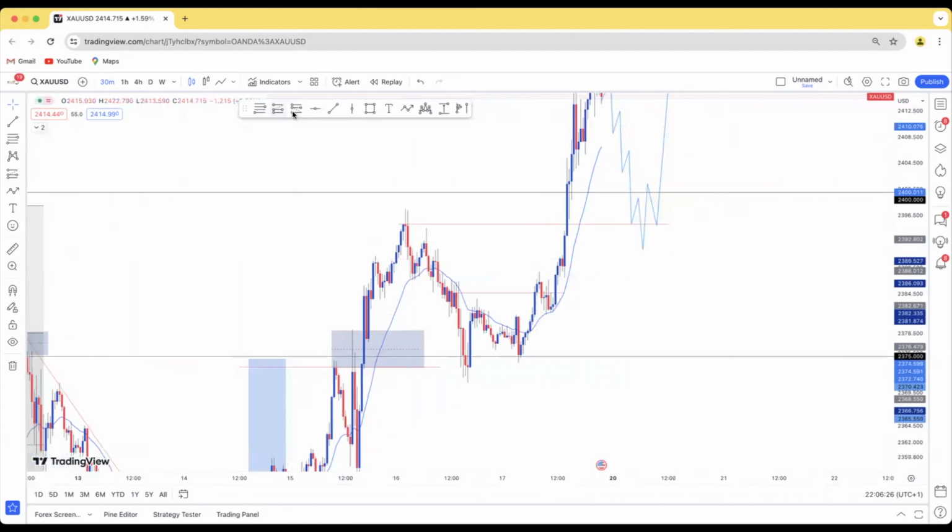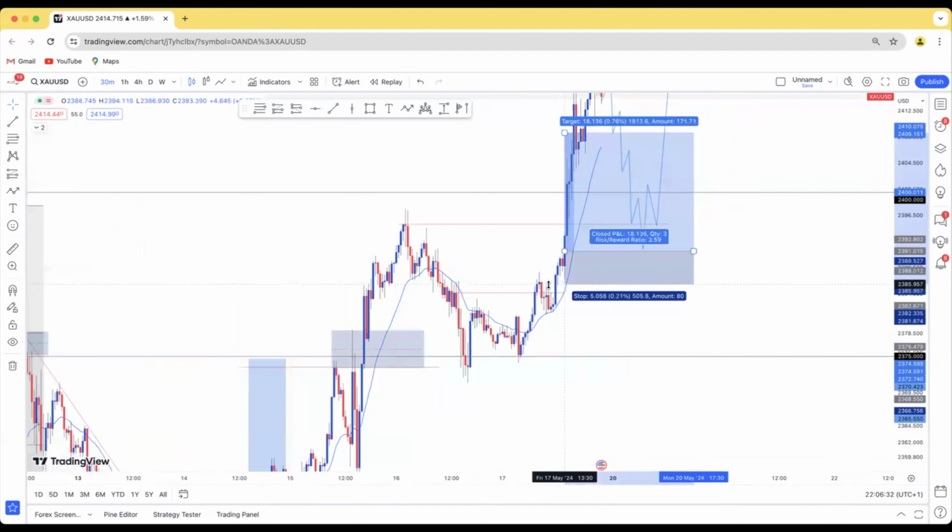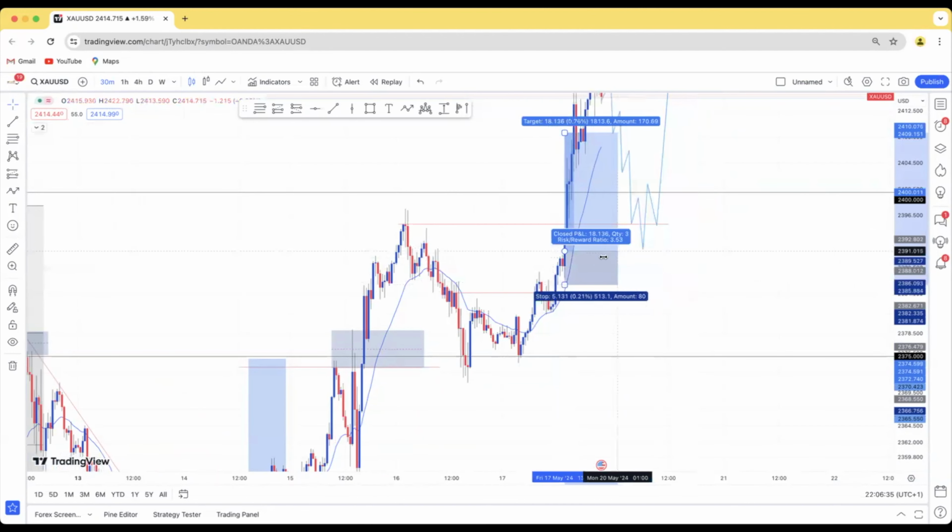So if you were to wait for the breakout, you can take breakout trades at this level, with your stop loss below this low, and then you have your nice risk to reward ratio.